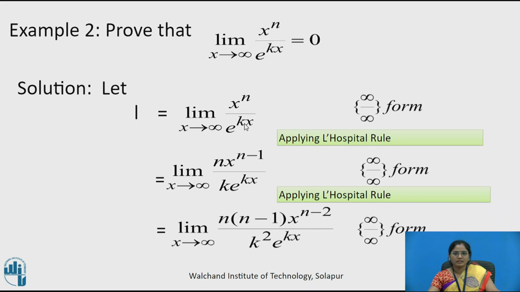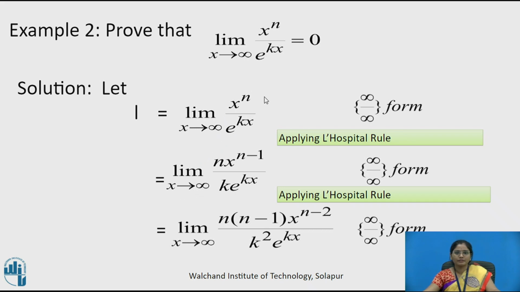E to the power k into infinity, that is e raised to infinity, is again infinity. Means you are getting infinity by infinity form, which is an indeterminate form. So, to evaluate the limit, you have to apply the L'Hospital rule. Now, applying the L'Hospital rule to this function, you will be getting limit x tends to infinity.